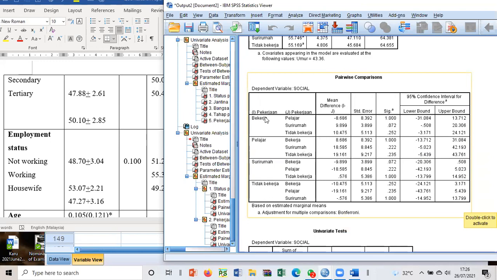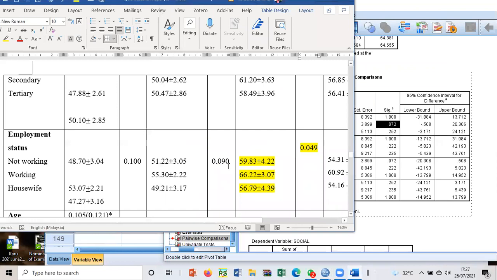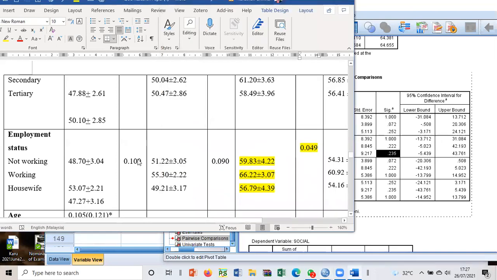Suriruma, Bakarja. Right? Suriruma and Bakarja. So reasonably, we can say there is a difference between Bakarja and Suriruma. So go back here, put an asterisk sign, Bakarja and Suriruma. Yeah, that's A. Bakarja A, right? So these two pairs. This p-value is not very high, okay? The p-value is almost 0.05. That's why the difference is very marginal, but still reasonable to say the difference is here.